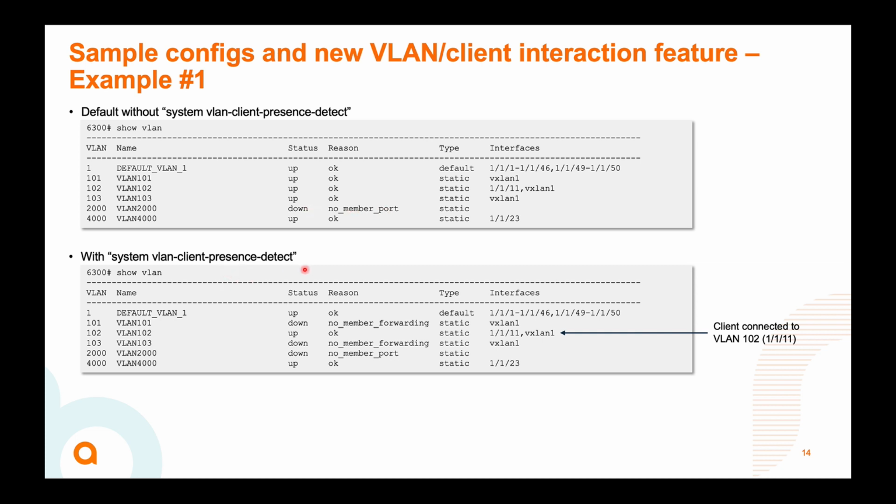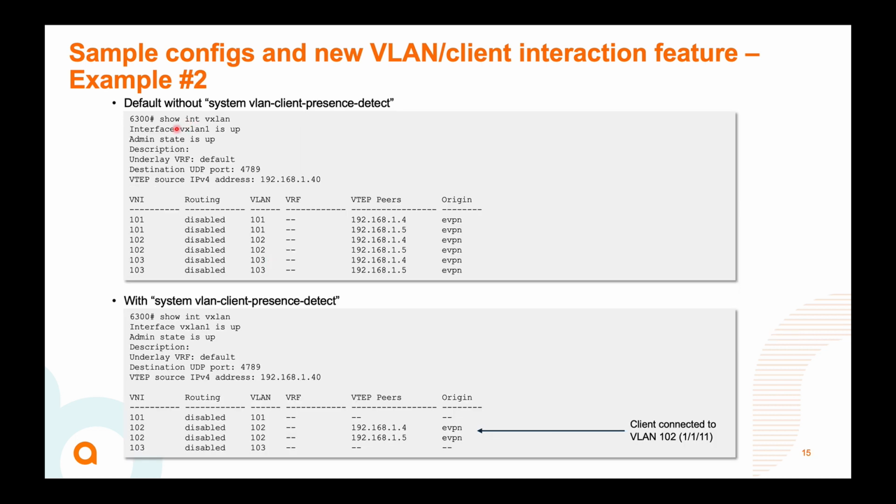When I enable that command, what happens is you can see 101 and 103 have no member forwarding because there are no clients attached to those VLANs. But VLAN 102 has a client connected on port 11, so you can see that VLAN is now up, compared to VLAN 2000 without any attached ports. You can see the difference. Right? There's no member port, there's nothing attached, but no member forwarding if there are no clients authenticated on that VLAN. So all VLANs are down with this new command.